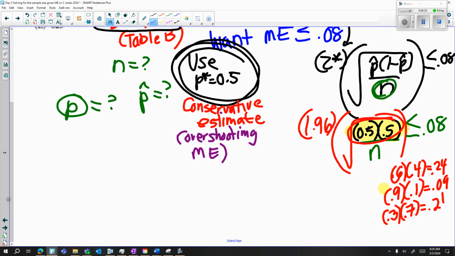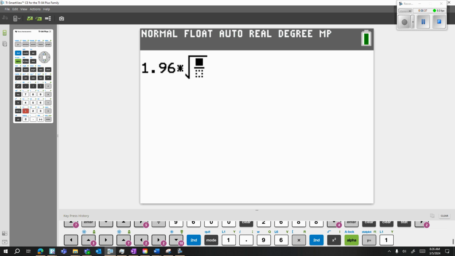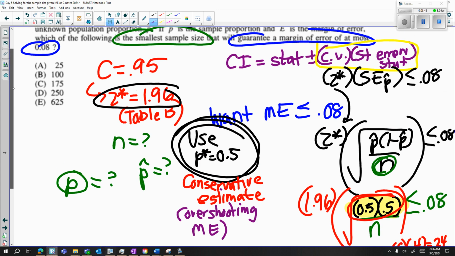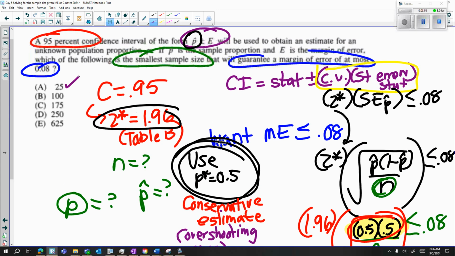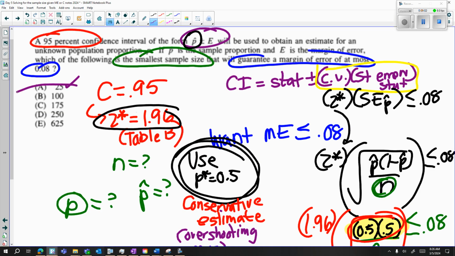All right. So everyone go to your calculator screen. First, we're going to try the plug-in method. You're going to put in 1.96, which is the z star, times square root, fraction, numerator 0.5 times 0.5, which is really just 0.25, over n. So my first choice is the smallest sample size. So I'm going to start with choice A, which is 25. You want to see if it's less than or equal to 0.08. When you hit enter, do you guys see it's not less than 0.08? So it's not choice A. So I'm going to cross it out.